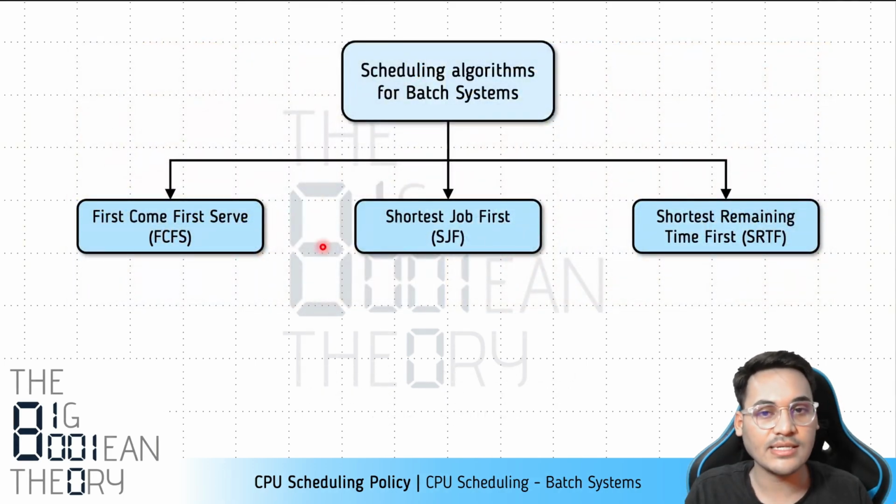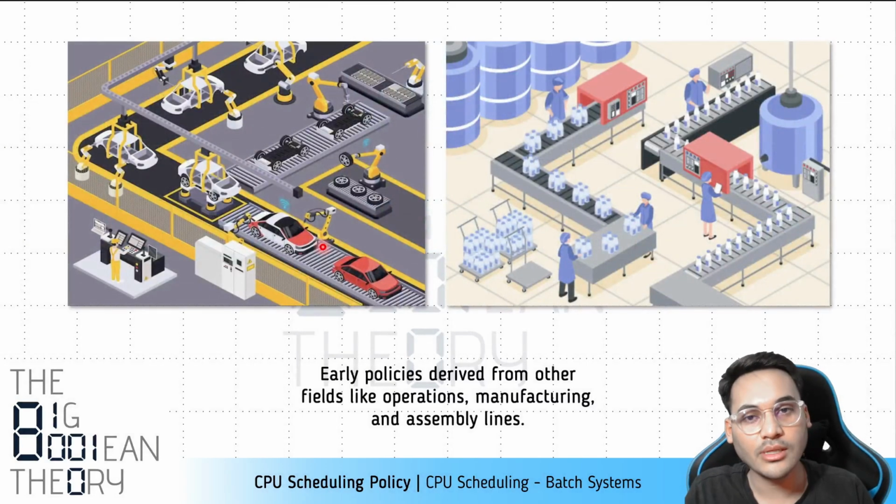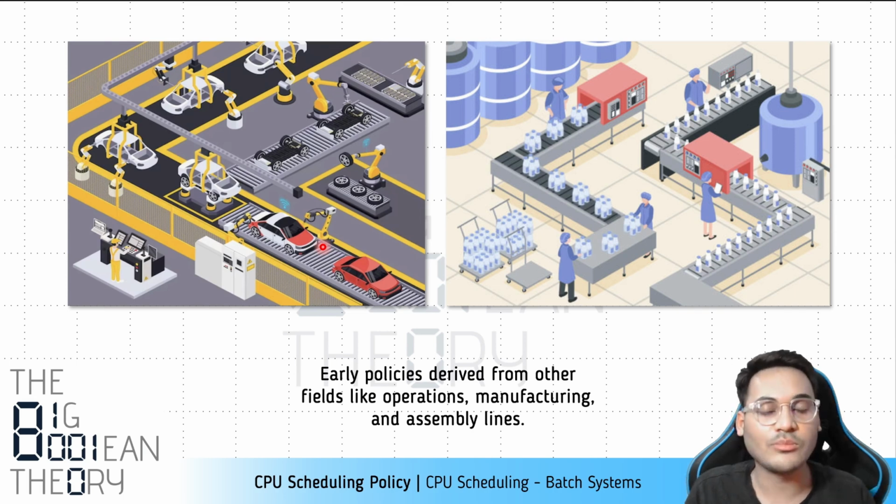And finally, as I said, these policies have been derived from or influenced by similar algorithms used in manufacturing lines for efficiency. Throughput and turnaround time are goals which are relevant in manufacturing also. We want as many tasks to get completed as possible, and each task to take a lesser amount of time. So high throughput is favorable, and low turnaround time is also required in a manufacturing line. That is why these algorithms have been derived from these areas.